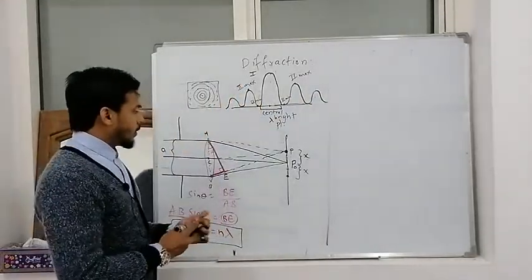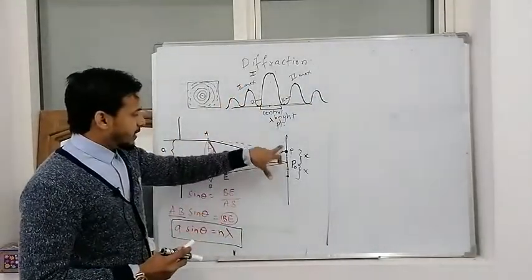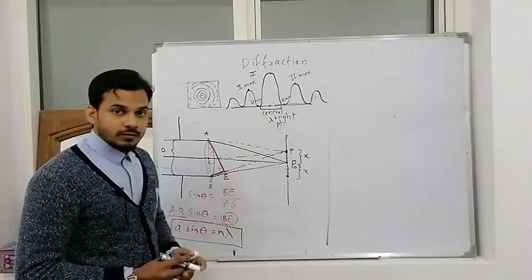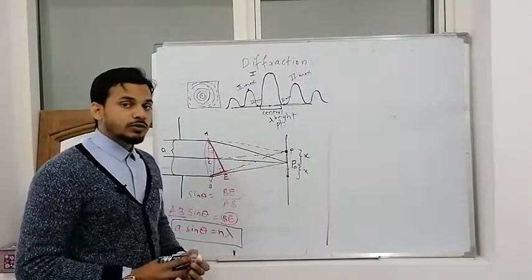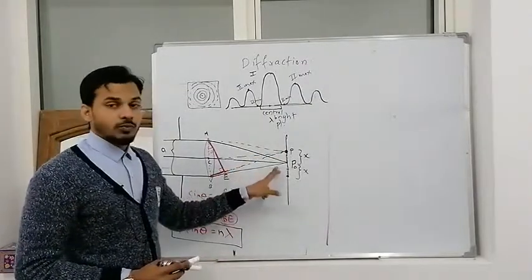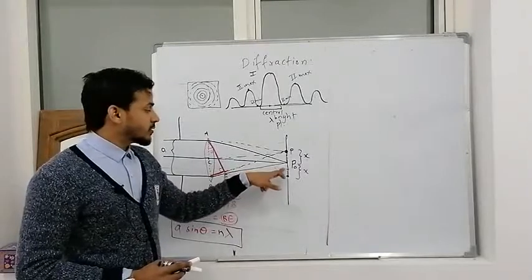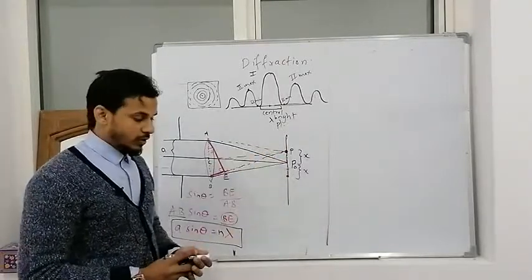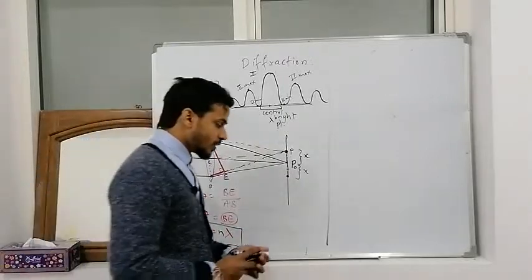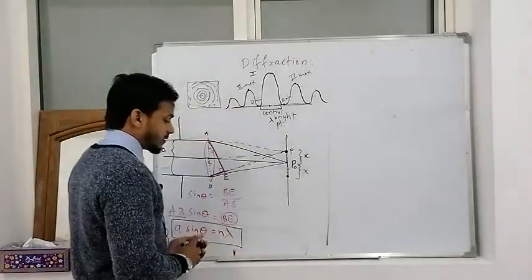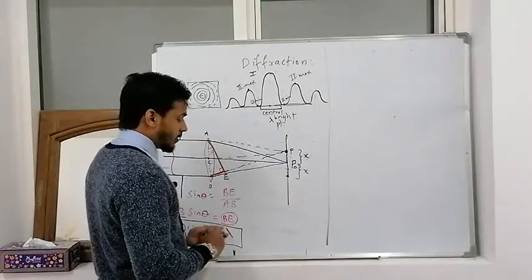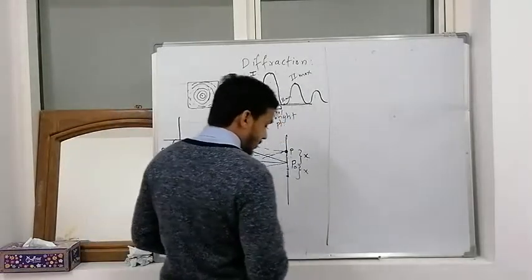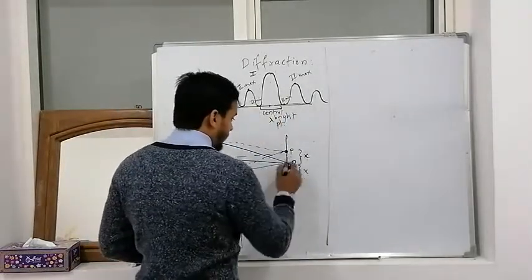Now why do we get this P0 and why do we get this P? Now I am going to discuss the location or position of the central bright point and secondary minimum. Understand? So first we will discuss the position of secondary minimum. Why is it here?